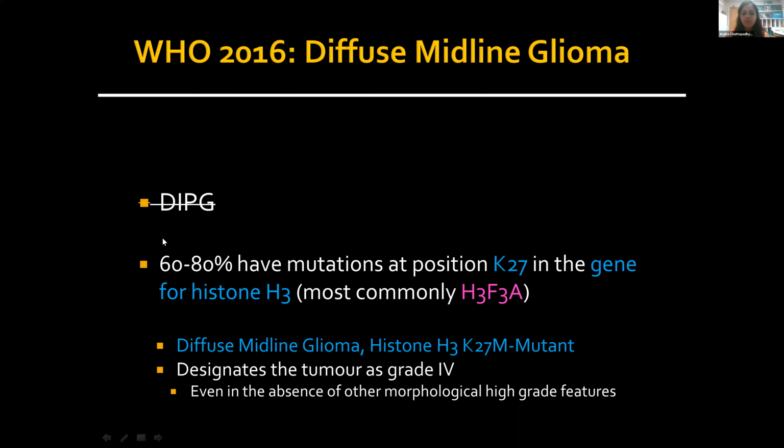So 60 to 80% of the tumours have this mutation in the gene for histone H3. And as soon as a tumour has that mutation, it's automatically upgraded to a grade 4 tumour, despite the absence of any morphological features.